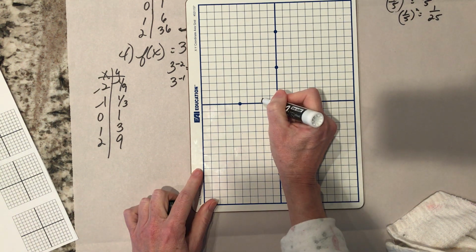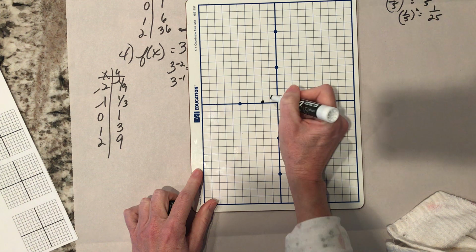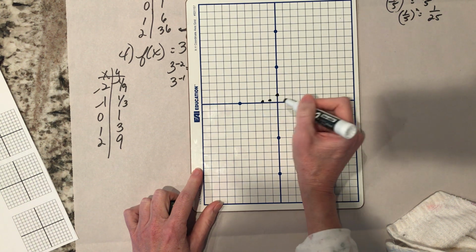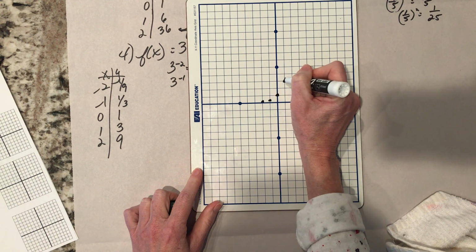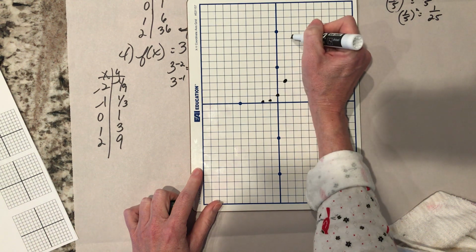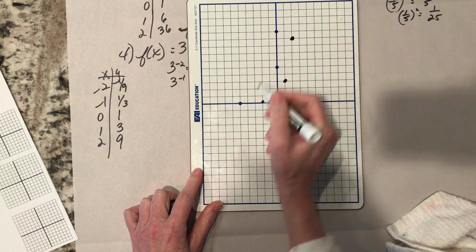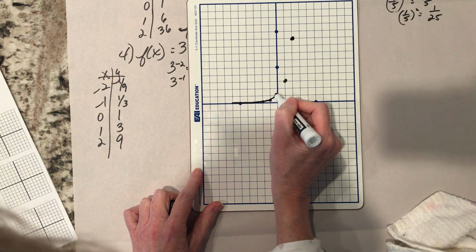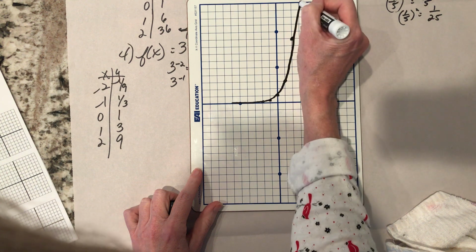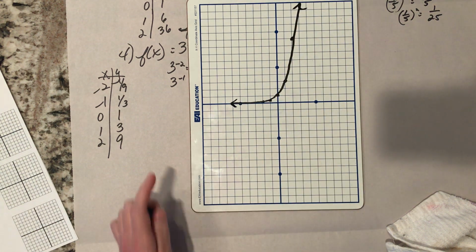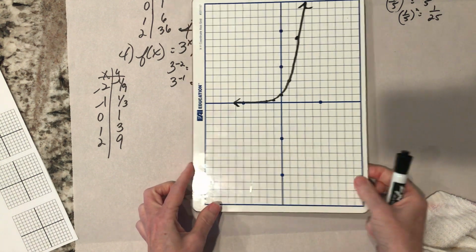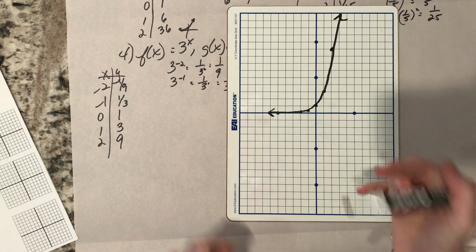-2, 1/9, -1, 1/3, 0, 1, that belly button, 1, 3, and 2, 9. Horizontal asymptote, it's never going to get onto the x-axis, and then screaming up there. Okay, that's f of x. Let me label that f of x.